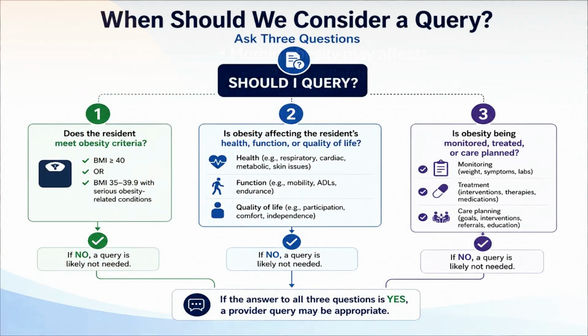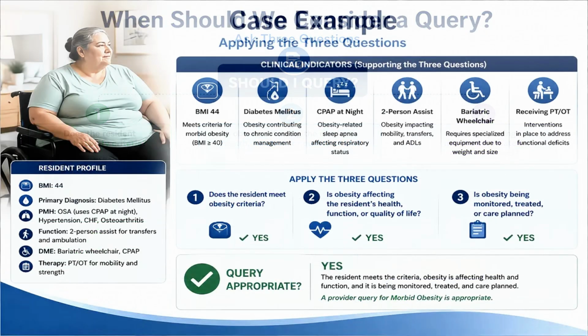So, when should we consider a provider query for morbid obesity? Start by asking yourself 3 questions. First, does the resident meet the obesity criteria? Second, is obesity affecting the resident's health, function, or quality of life? And third, is obesity being monitored, treated, or care planned? If the answer to these questions is yes, and the diagnosis is unclear or not documented, a provider query may be appropriate. Let's look at an example.